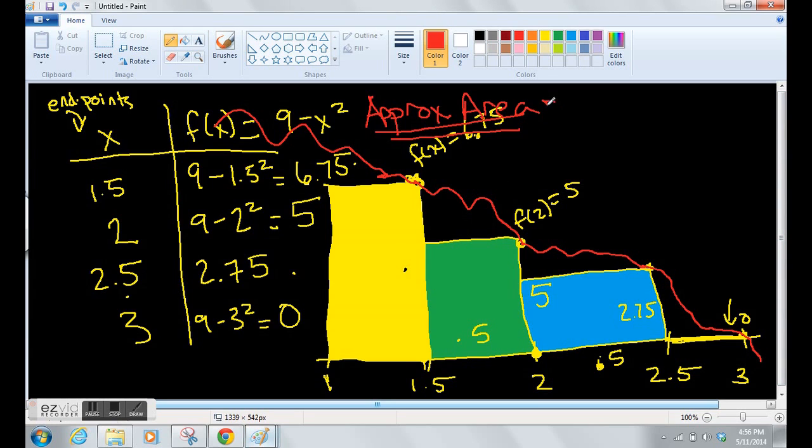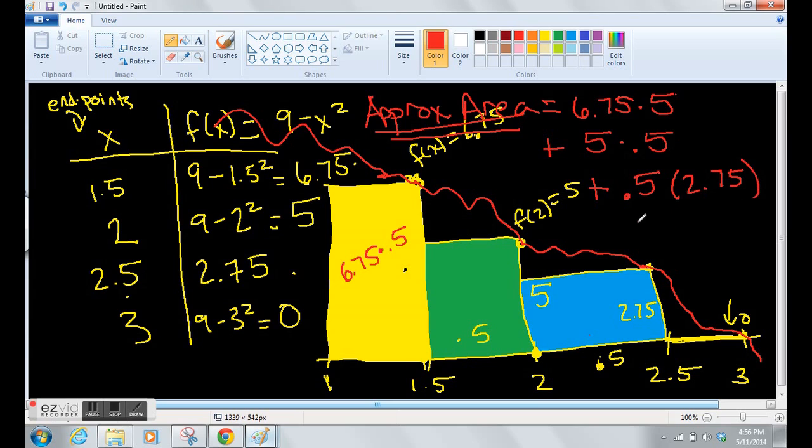Now we just add the area of the rectangles. So this area is going to be 6.75 times 0.5. So you have 6.75 times 0.5, that's the first box, plus 5 times 0.5, that's the second box. I'm adding areas. Area is base times height is the formula for area. This box is 0.5 times 2.75, and this final box is the width is 0.5, and it's 0 tall. So your total answer for the area should be 7.25.